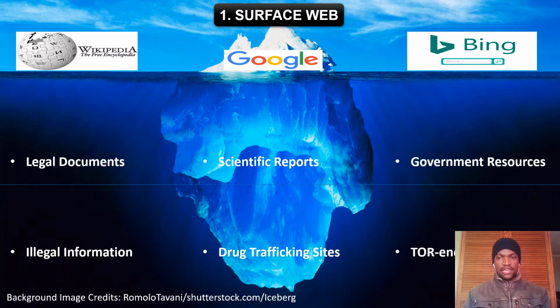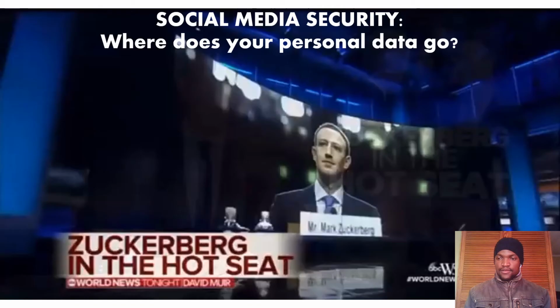On the next level, which we call the deep web, is where government information is stored. So legal documentation, scientific reports, and government resources are stored at this level, and you would usually need clearance in order to access this information. The next level, which is the third level of the web.